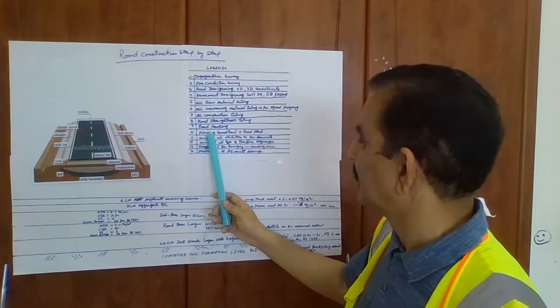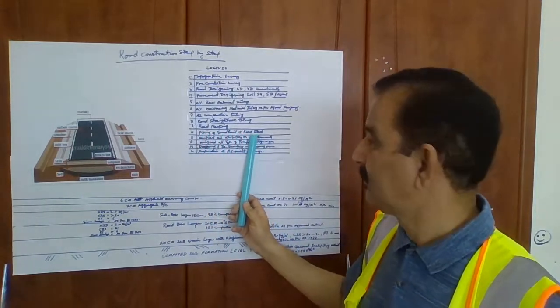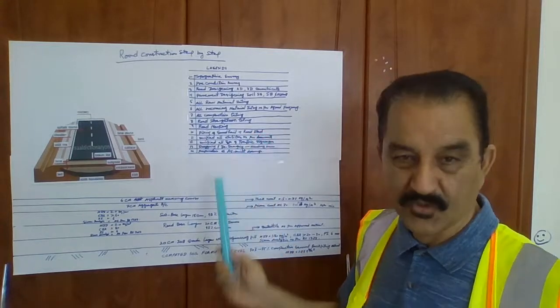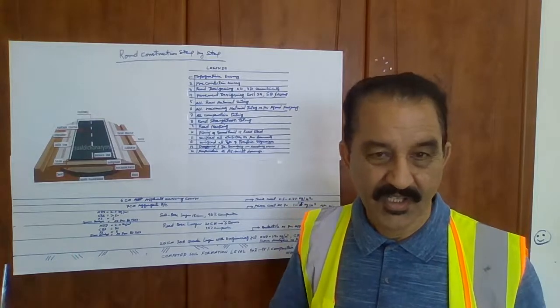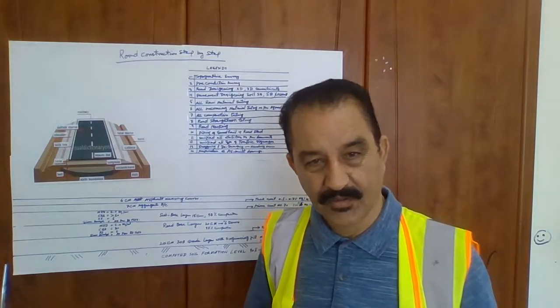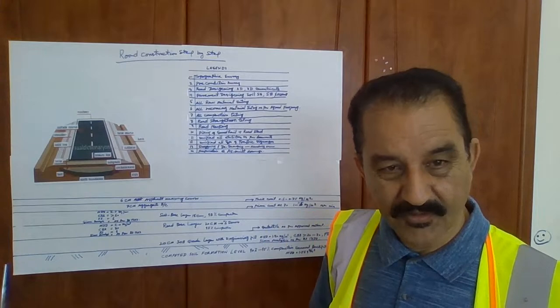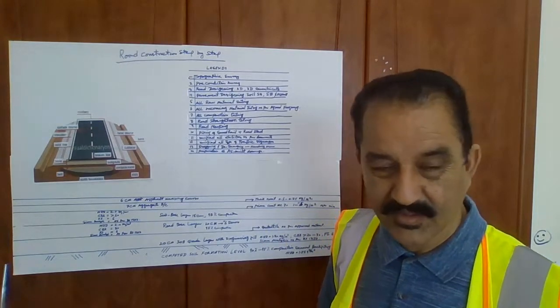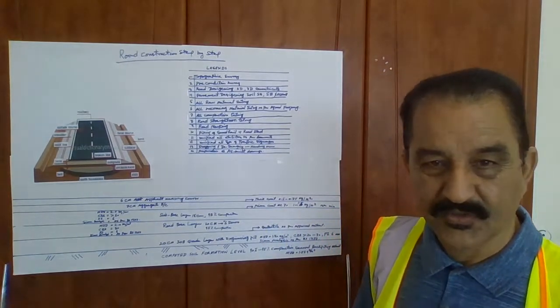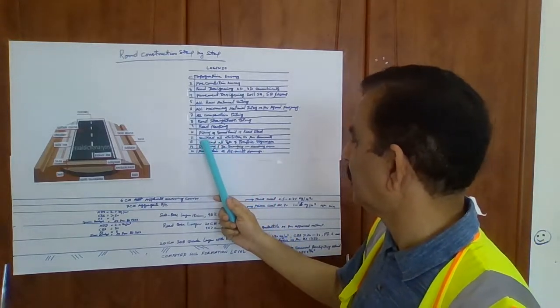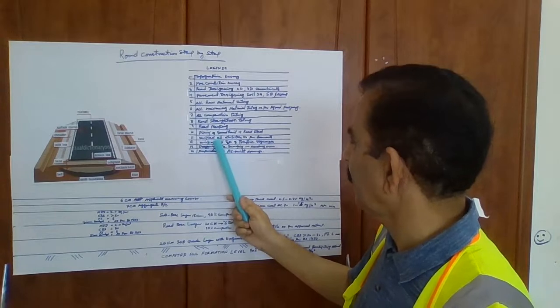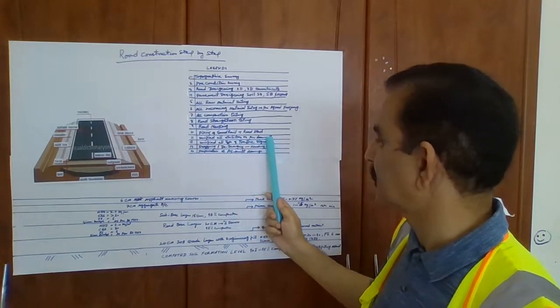Then number 10, fixing of the guardrails and the road studs. According to the working drawing, where the road studs and handrails and which types of guardrails are required, they should be fixed accordingly. Then number 11, verify all utilities as per the documents.